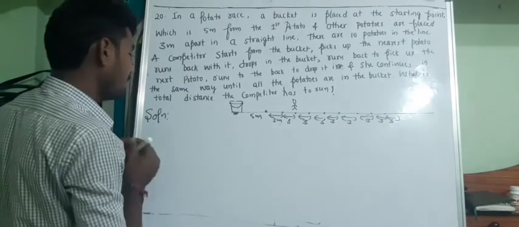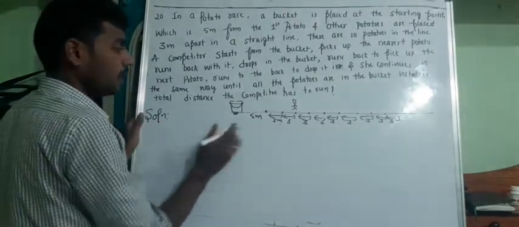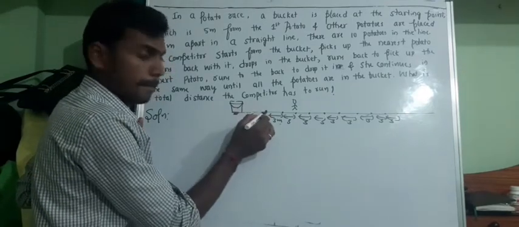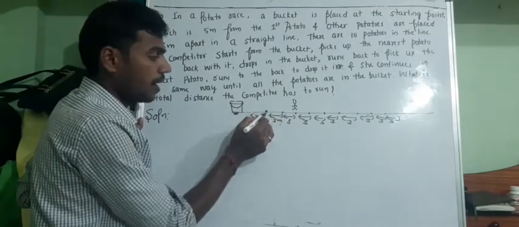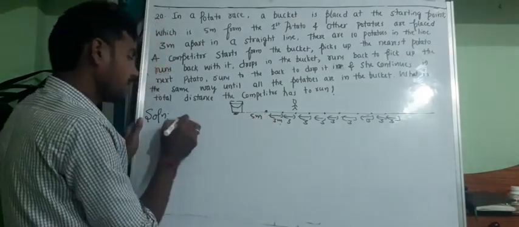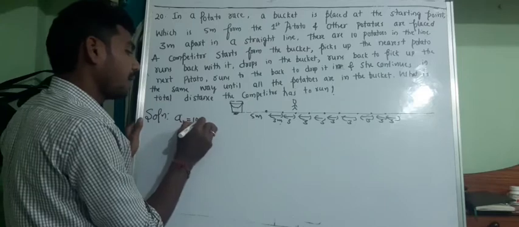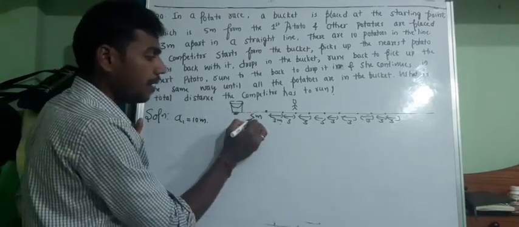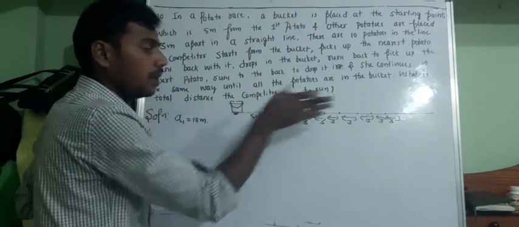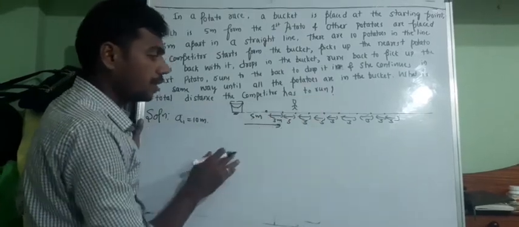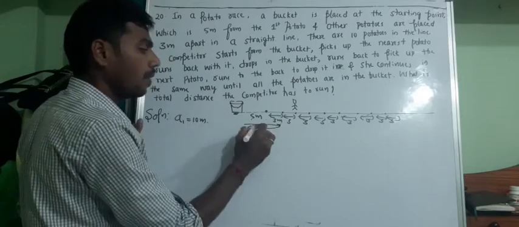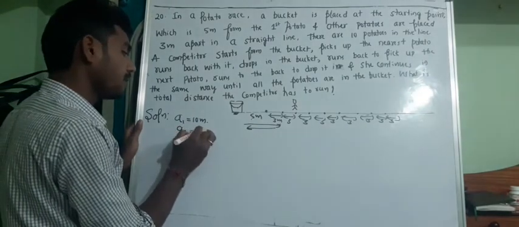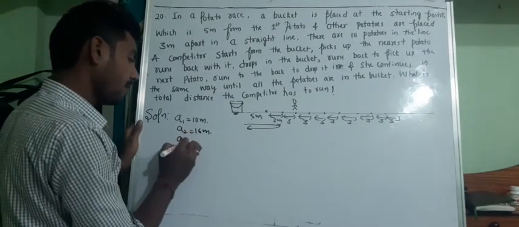Now, if the competitor starts from this point, he will go to the first place where the potato is, which is 5 meters, and he comes back. The distance covered will be 10 meters. After this, he will go and pick up the next potato. So 5 plus 3, 8 in the forward direction. While returning also he is going to cover 8 meters. Total 16 meters.